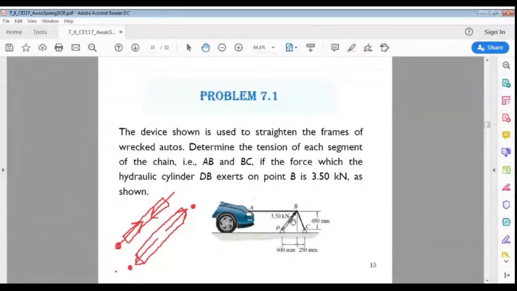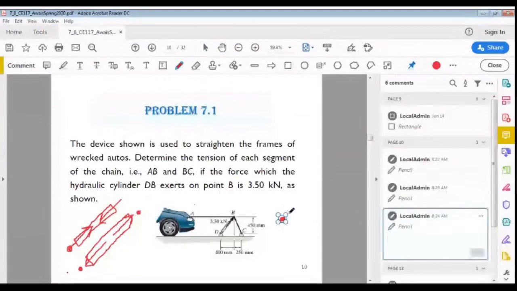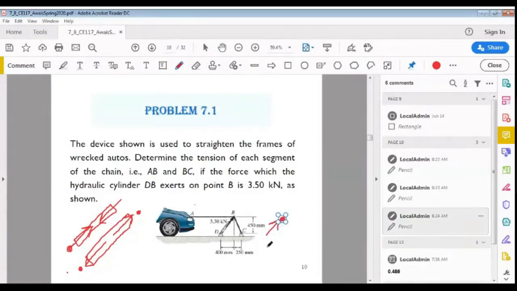Now, in order to solve this problem, to find out the forces in member AB and BC, we have to draw the free body diagram of this structure. Let's draw the free body diagram of point B. So this is point B, and I have isolated the point of interest, and then I have to show the forces. The force exerted by the hydraulic cylinder on point B is like this. This is the force DB, and then the chains, let's say the chains are in tension, so they are pulling point B. This chain is pulling point B, and this chain is also pulling point B.